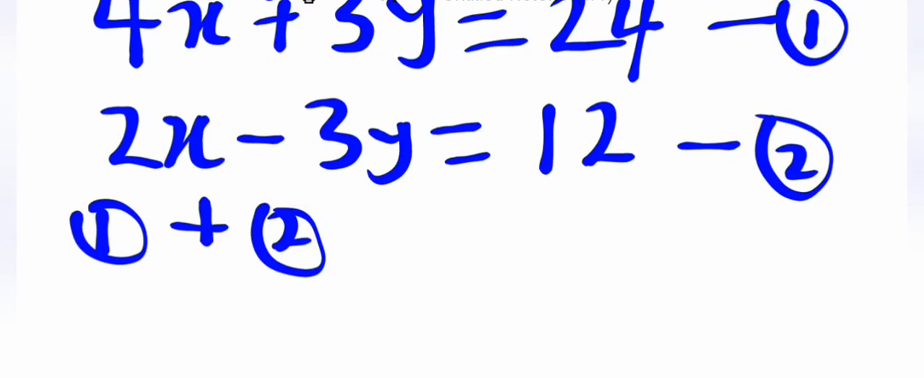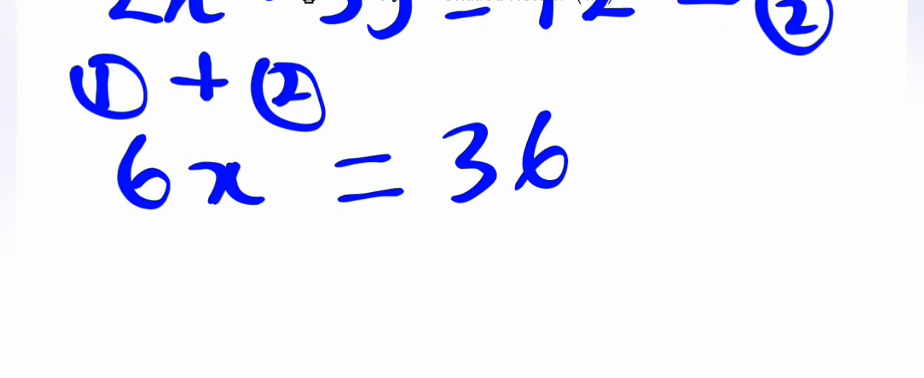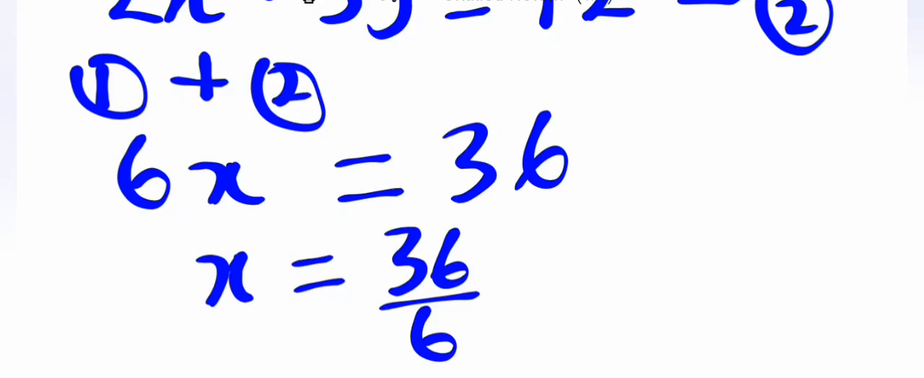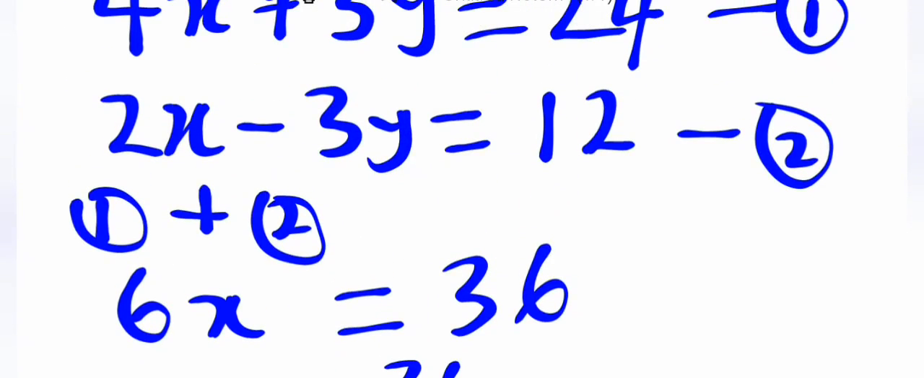adding equation 1 and 2, 4x plus 2x gives us 6x. Then plus 3y plus minus 3y, that becomes 0, that one has gone. Then you have 24 plus 12, that gives us 36. So easily here, we can divide both sides by 6. x will now be equal to 36 divided by 6, and here x will give us 6. So we have gotten the value of x, which is the first number.